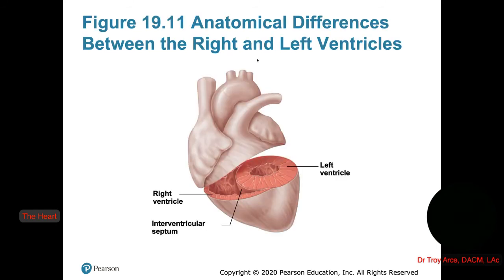So here are the anatomical differences between the right and left ventricles. As you see, your right ventricle, all it needs to do is pump blood up to the lungs through the pulmonary artery, right? Your left ventricle needs this much thickness to get enough pressure to pump blood throughout the body. And here's your interventricular septum that separates the ventricles.